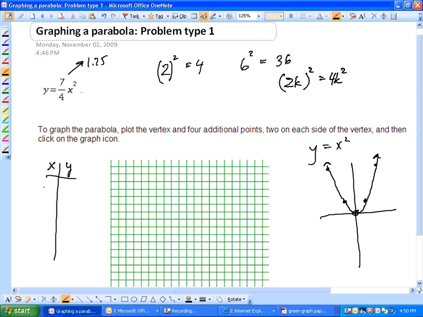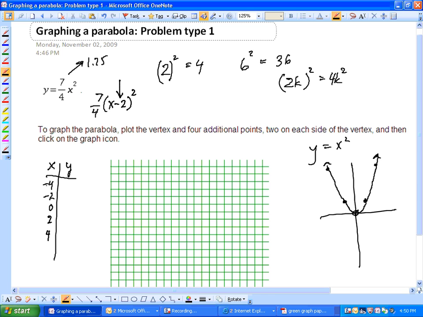I'm going to pick 2 from the left, -4, -2. I'm going to pick 0 because I know the vertex is at 0, because it doesn't say 7/4 x minus 2 or something like that. If there was an x minus 2 or a plus 2 or something in there, it would shift the vertex over, in this case, to the left. But there's nothing like that in there. So I know it's still centered on the y-axis. And I'm going to pick positive 2 and 4.